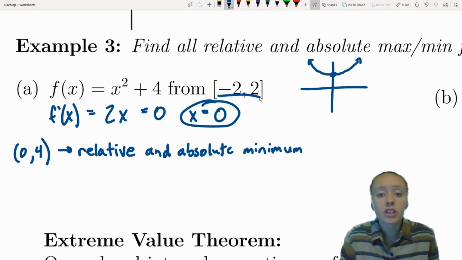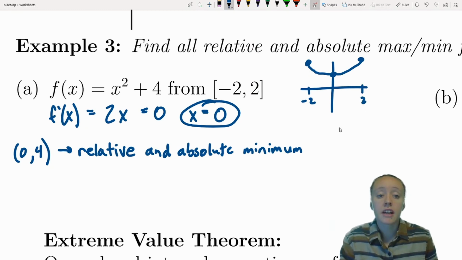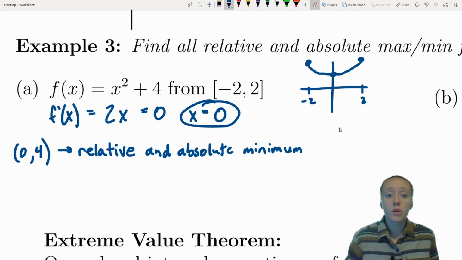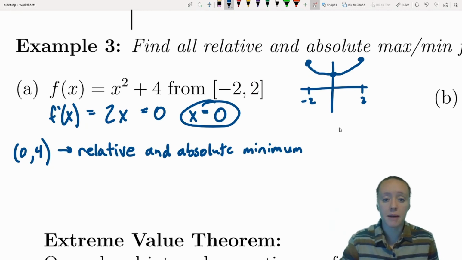Now, because we stopped this at -2 and 2, I know my function does not continue on, so I'll go ahead and erase those arrows, and those points are included. So here would be -2, and here would be 2. I have to figure out if one of those is an absolute max, because I know they're not going to be an absolute min because my x equals 0 is already my absolute min.